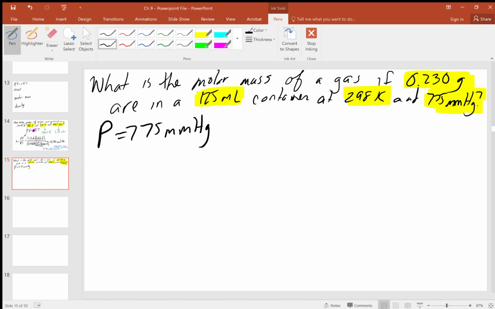Now, assuming we're using the ideal gas law, we can't have this in millimeters of mercury. We have to convert to atmospheres. This converts to 1.02 atmospheres. The volume is 125 milliliters. Have to convert that to liters. Again, we have to do these conversions here so that the units we're working with match the units of the ideal gas constant.